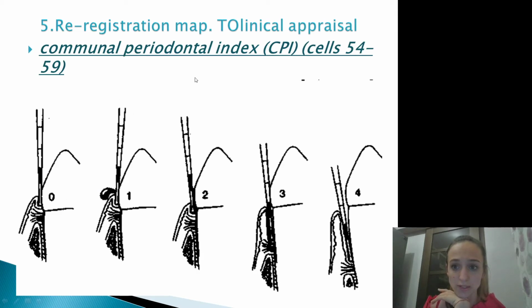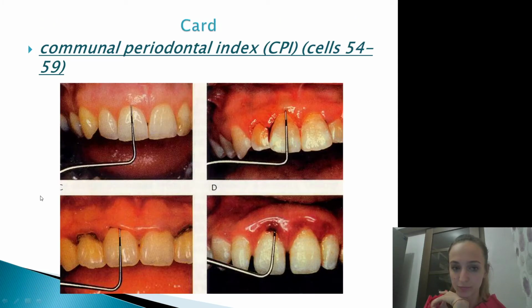So it is the community periodontal index, and you can see different pictures. And here you can see the working part of the instrument, the periodontal probe. You can see the periodontal probe and the sulcus of the gingiva.